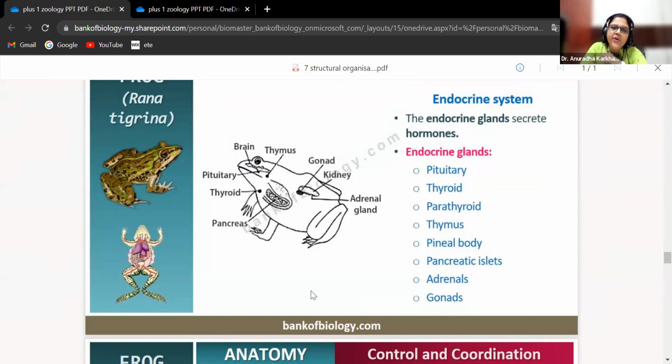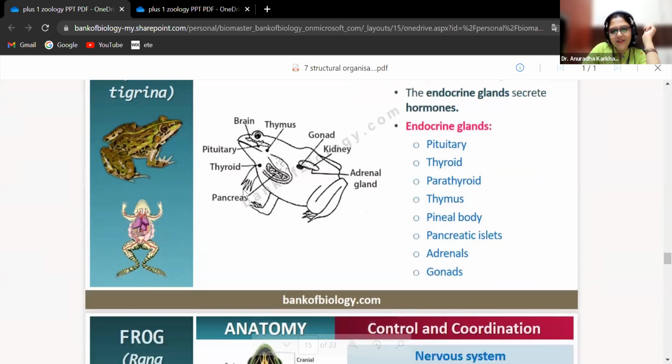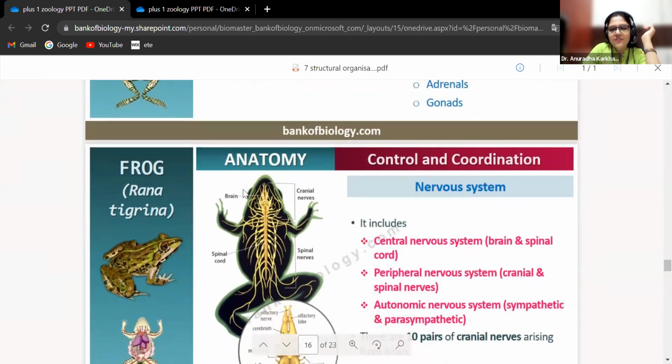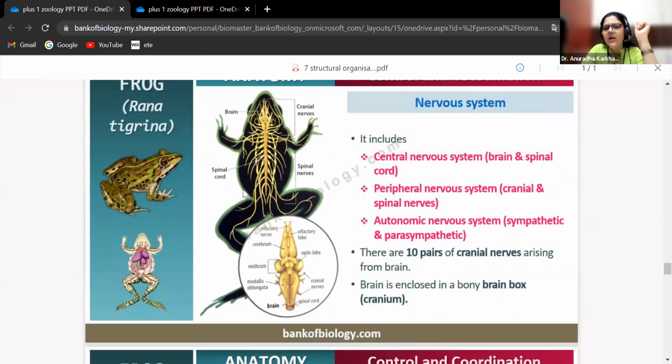Luckily or unluckily, you all don't have the dissections. The system of the frog and our system are very similar, very much. See, all these things are present in that small frog. Look at the nervous system. Is it like us? Nervous system includes CNS, brain and spinal cord. PNS, cranial and spinal nerves. ANS, sympathetic and parasympathetic. Don't you think it's the same?